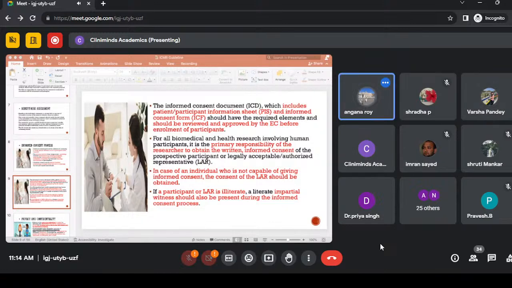Family members. Okay. So when we talk about legally acceptable representatives, LARs, these are any individuals who are authorized under the law to give consent and take the decision on behalf of the subject, right? So they can be, like you all mentioned, their parents, their children, wife, husband, right?